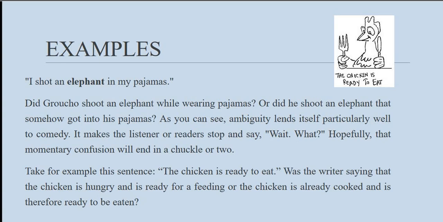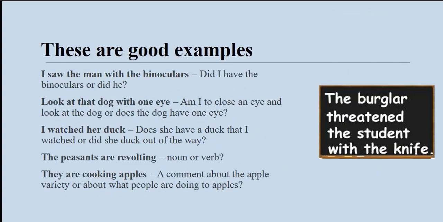So take for this example, the chicken is ready to eat. So here, for example, the chicken is ready for us to eat, or the chicken is ready to eat its own, let's say, meat in a barn, for example. Was the writer saying that the chicken is hungry and is ready for feeding, or the chicken is already cooked and is therefore ready to be eaten? So you can see there is ambiguity in this sentence. So these are also good examples of ambiguity.